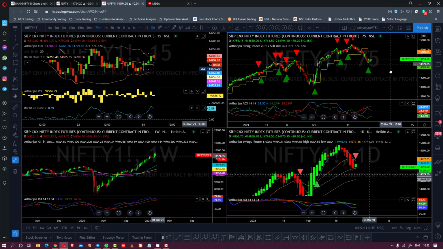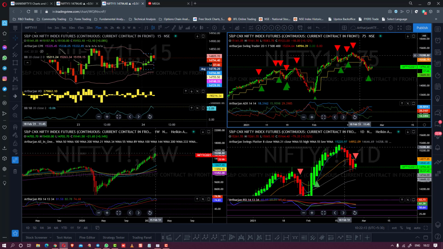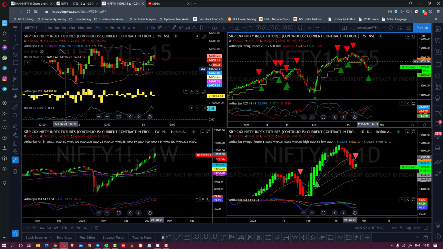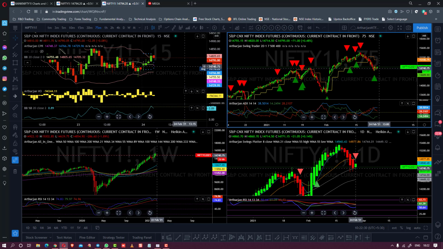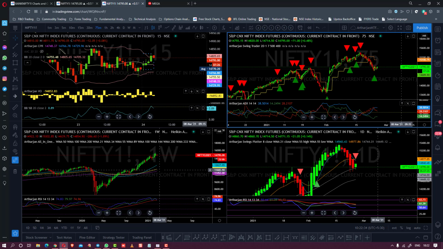However, this green arrow has got printed where the 2-day super trend is already red. I want the 2-day super trend to change from orange to yellow, and the candle should be above the 2-day super trend. Even on the 15-minute time frame you can see that there is a red candle. So the higher time frame is saying that Nifty is sideways.